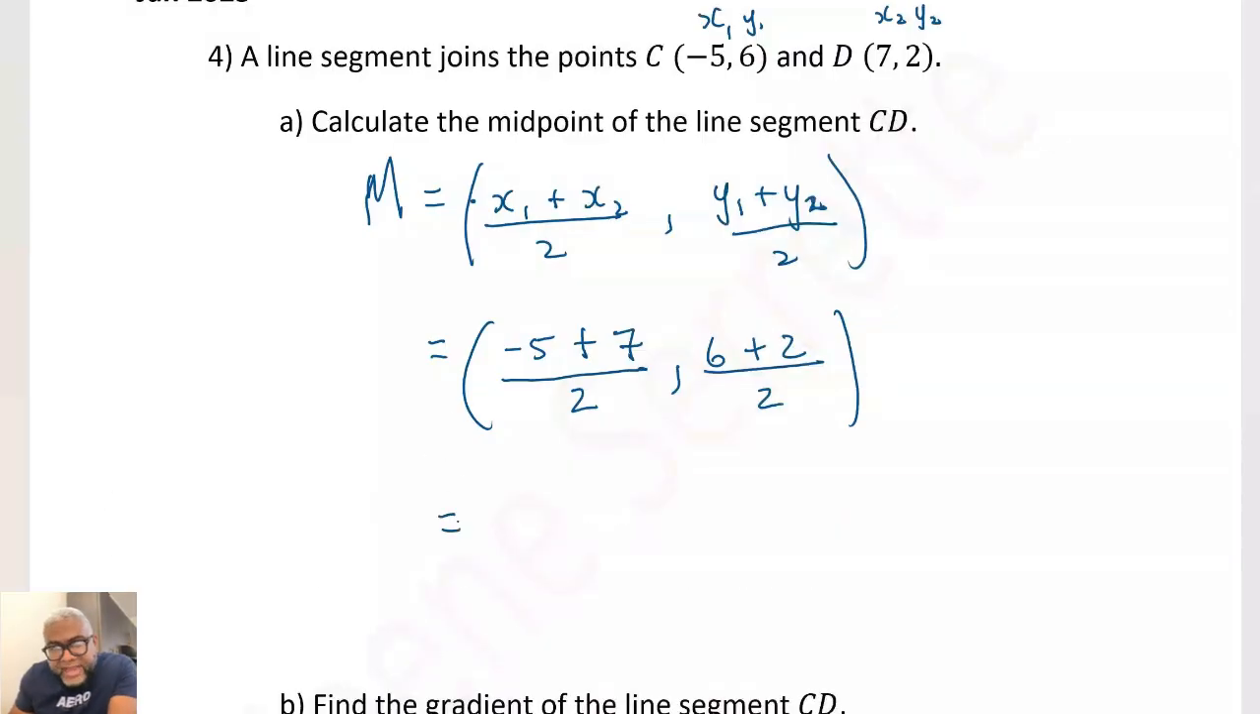What is working out to be, Megan? What's the first coordinate? 1.25.